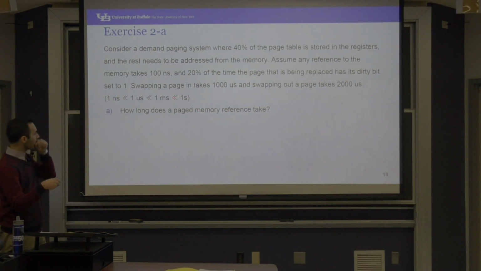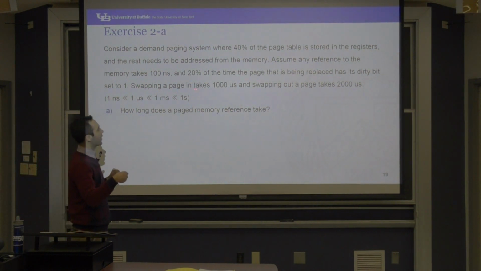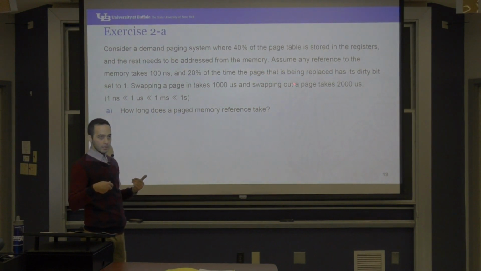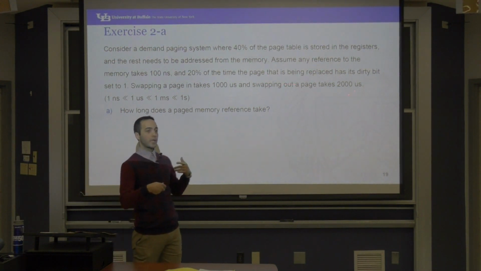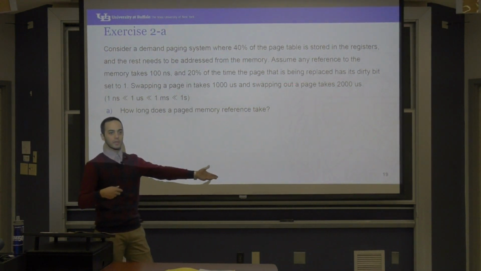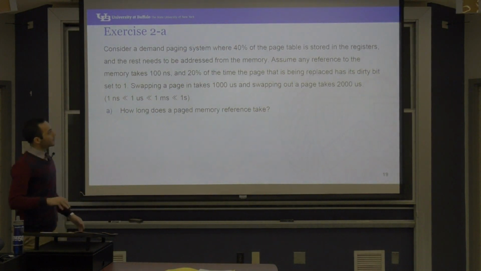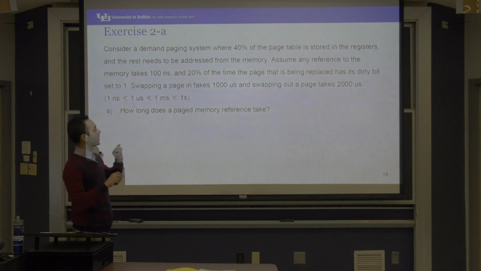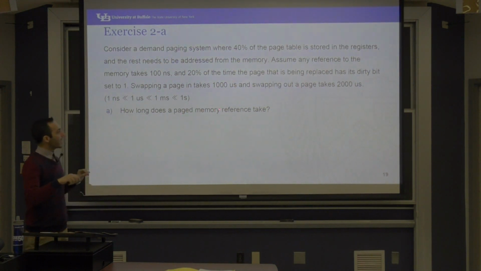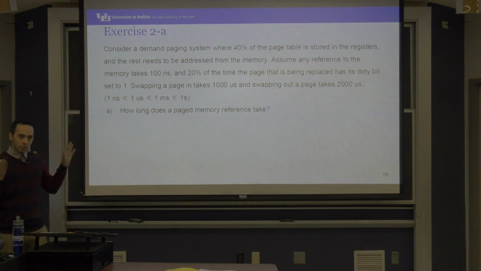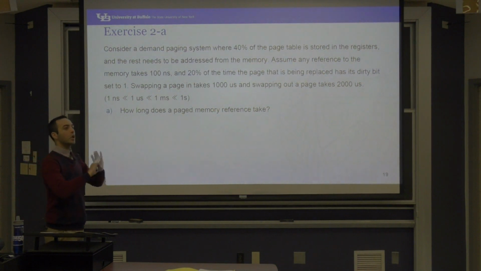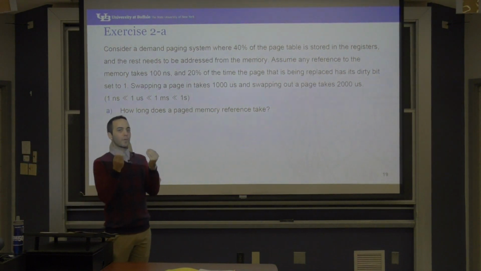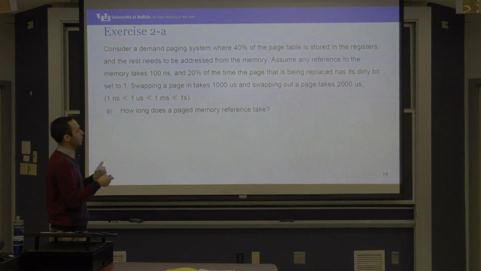Now, this time it's giving you different times. Swapping a page in takes 1 millisecond. Swapping a page out takes 2 milliseconds. This is a little bit more realistic, right? Now, you have to pay attention to how to use all this information. So how long does a paged memory reference take? This itself is like, okay, if we don't have a page fault, what is the effective time of accessing memory, if it's already paged?